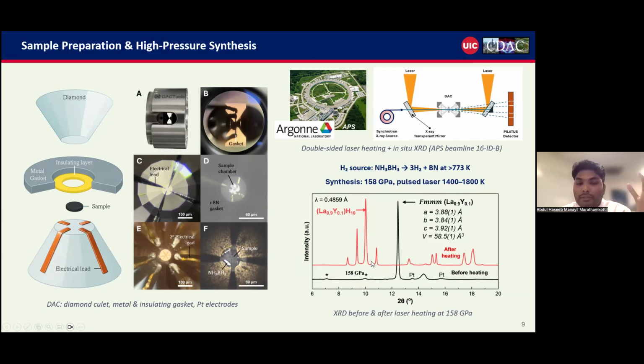So this tells us that the synthesis worked, and importantly, it is reproducible. We ran multiple independent syntheses and obtained the same result.